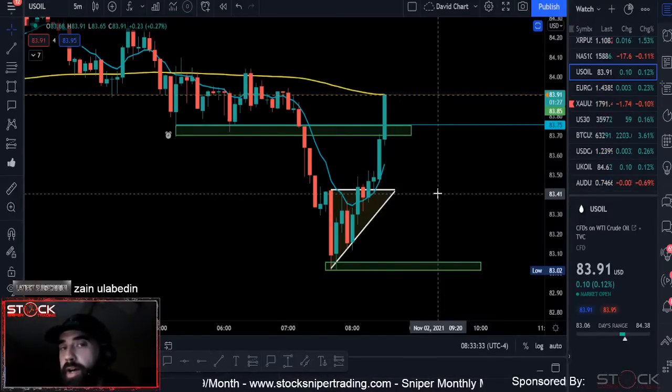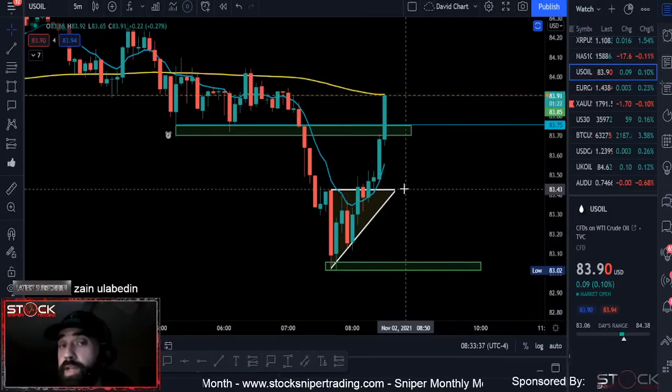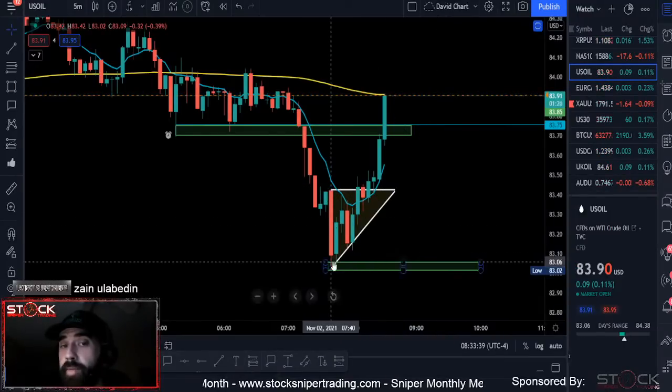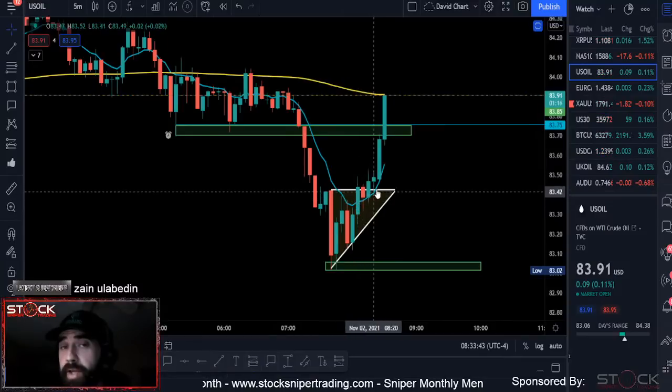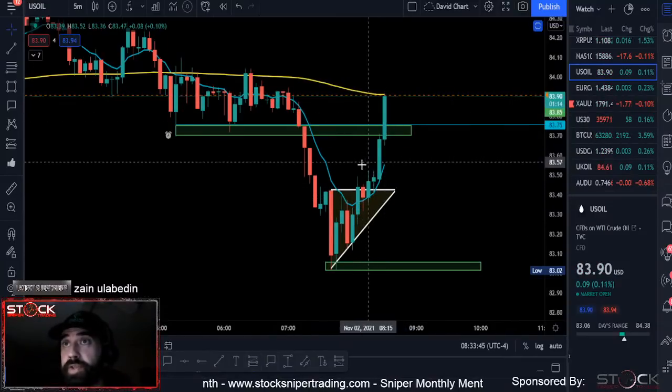Is there a lot of oil traders on here? Because that trade ran nice, and you can see the flat top bottom with the bouncing ascending movement. As soon as it crossed above that 9 EMA, very nice moves.